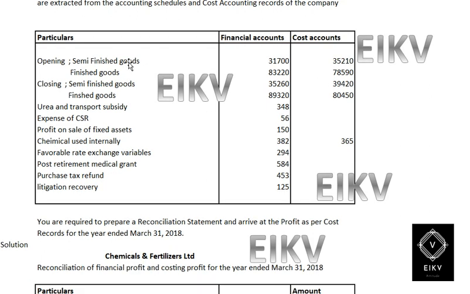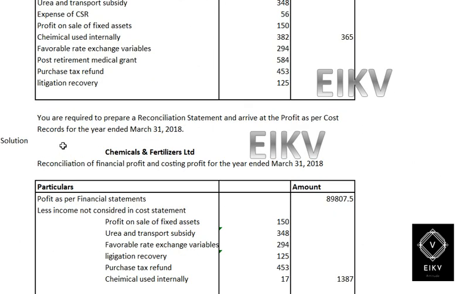So they have given opening stock and closing stock of finished goods and semi-finished goods. Then urea and transport subsidy has been received. Then expenses for CSR is given. Profit on sale of fixed asset, chemicals used internally, favorable rate of exchange variables, post-retirement medical grant, purchase tax refund, and litigation recovery. So these are the details which are given in the question, and you are required to prepare a profit reconciliation statement for the respective year.